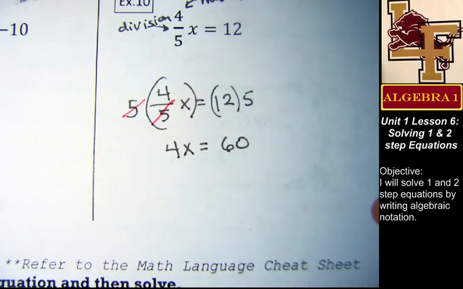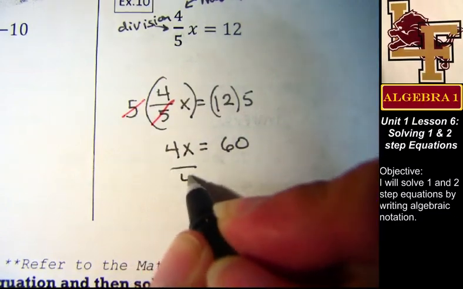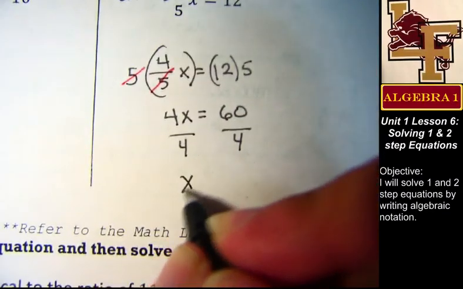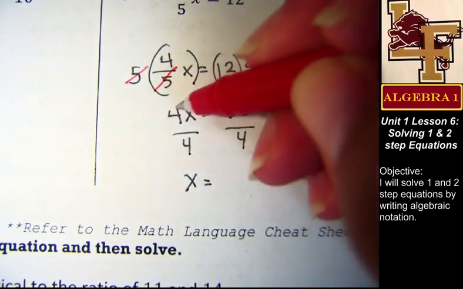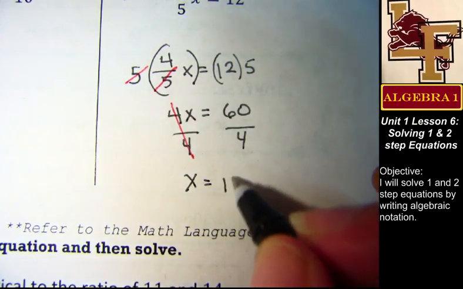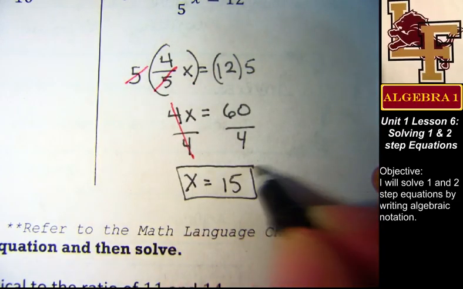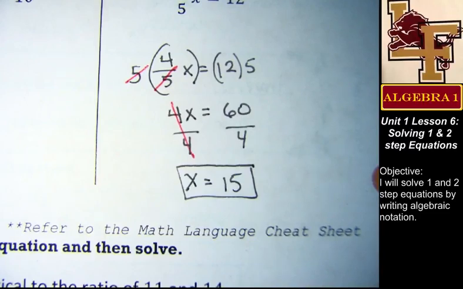Now I see 4 times x. To get rid of multiplication, you use, and we're going to divide by 4, and that's 15? Yes. Okay. The variable's isolated all by itself, so I'm done.